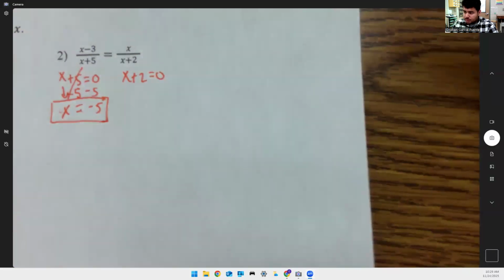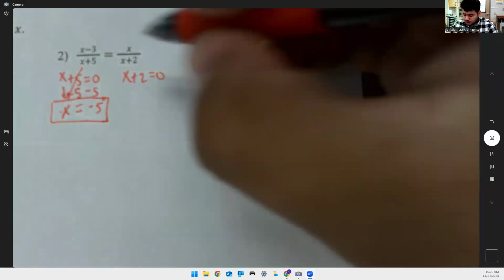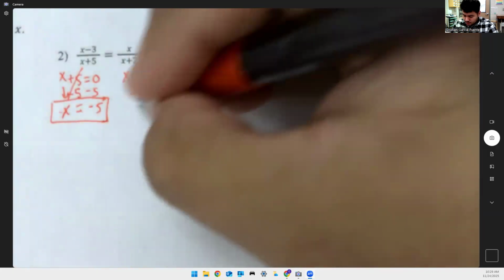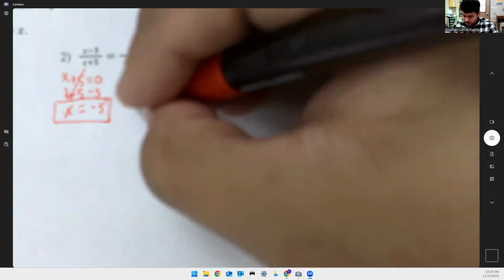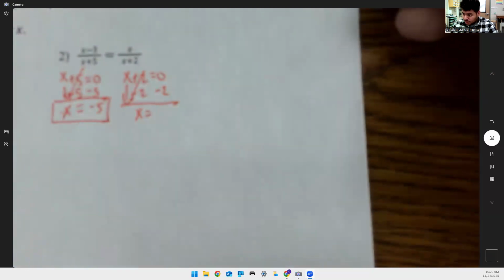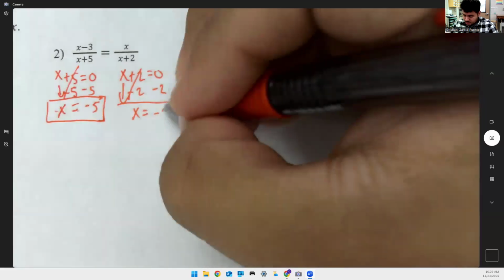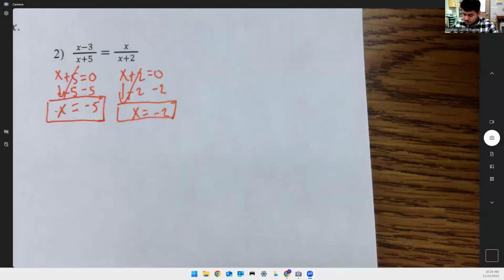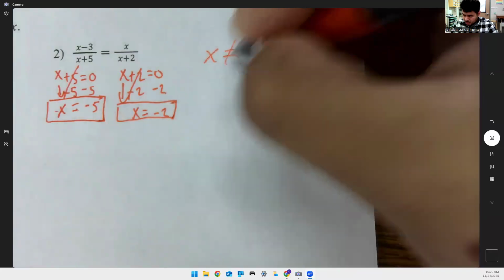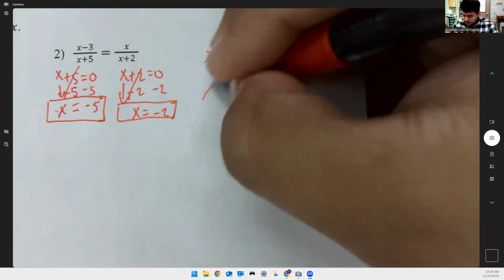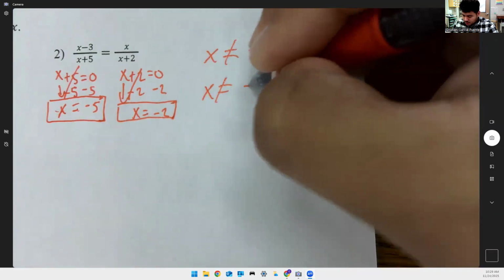Now, over here, how do you get rid of this plus 2? You subtract 2 from both sides. So the 2's are going to cancel, x is going to drop. What's 0 minus 2? That's just going to be negative 2. But let me just make it clear. Yep, negative 2. So x cannot be negative 5, and x cannot be negative 2.